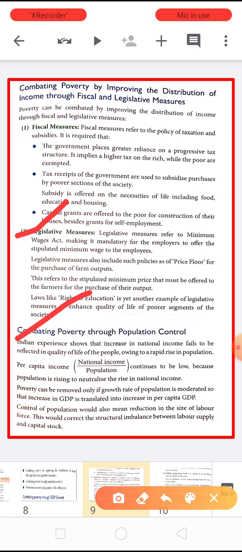So, children, in this measure, poverty can be removed only if the growth rate of population is moderated, so that the increase in GDP is translated into an increase in per capita GDP. Control of population would also mean a reduction in the size of the labor force, and this will correct the structural imbalances between the labor supply and the capital stock.